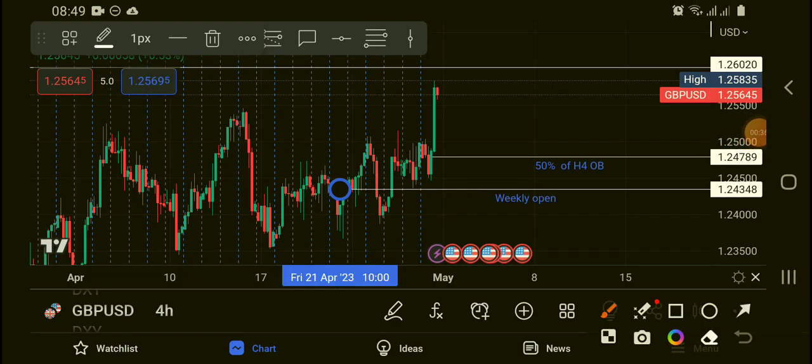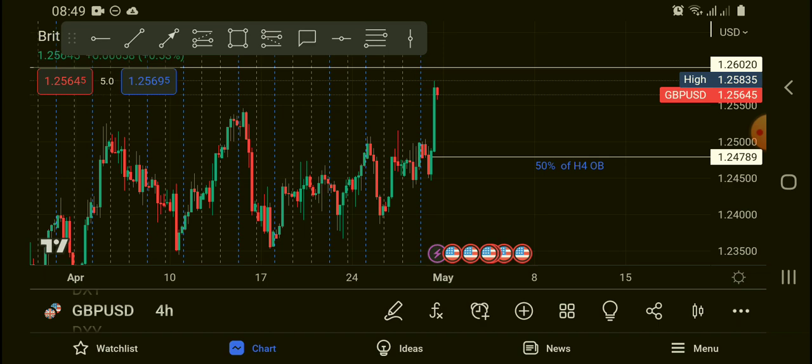On Monday, price was bullish. Then on Tuesday, price became bearish, of which this was the trade I took on Tuesday. Then on Wednesday, price returned back, and on Friday, price completed the move. So now, what are we expecting for next week? First of all, let me remove this.